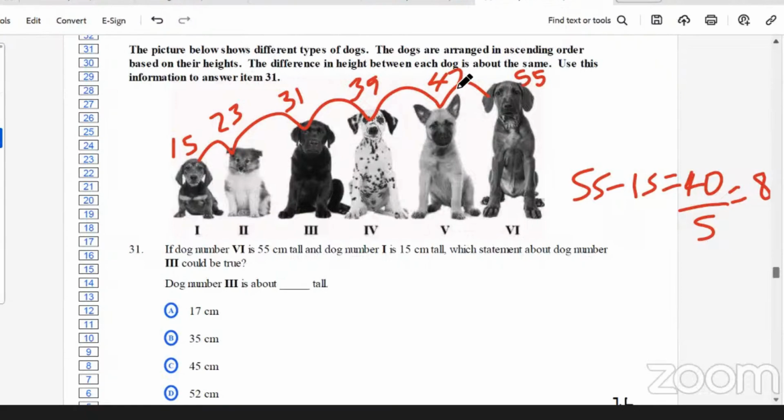All right, so they said dog number 3, and we have established that it's around 31. So which number here gets closest to 31, given the average, the range within which the dog would have fallen? The closest to that would have been 35. So for question 31, the answer is B.